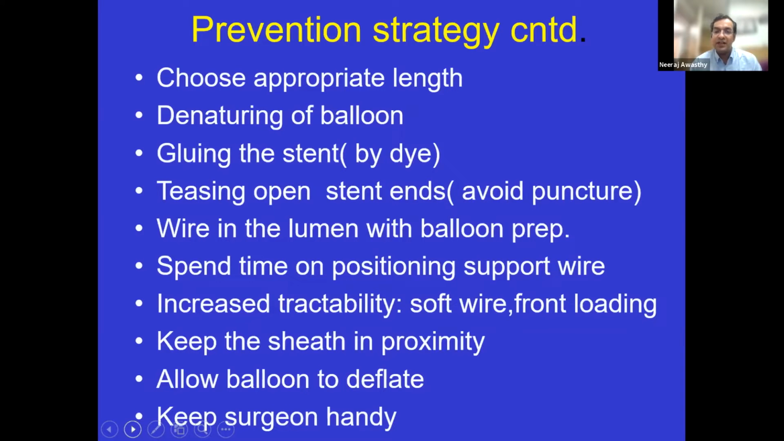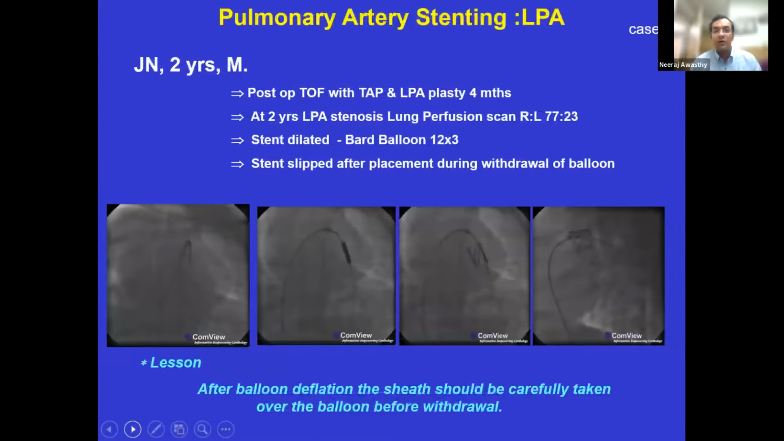Spend time on positioning the support wire, because most of the time the support wire would move and then our stent embolizes. Increase trackability: maybe a soft wire or front loading may actually help. Keep the sheath in proximity whenever deploying a stent, because when the sheath is in proximity, the maneuverability becomes much better. Allow the balloon to deflate whenever taking back the stent, and keep the surgeon handy. So I've just enumerated a few, and let's look at a few cases.